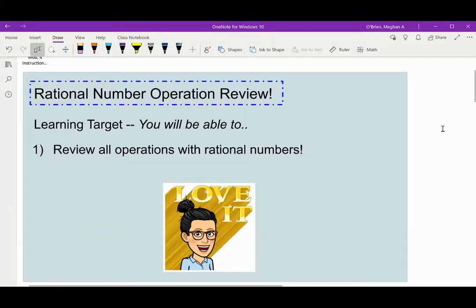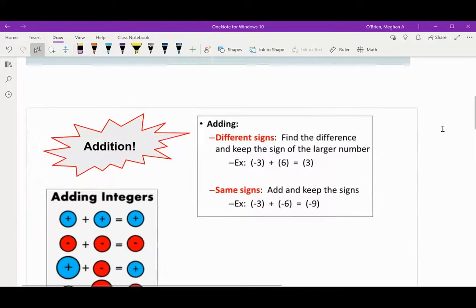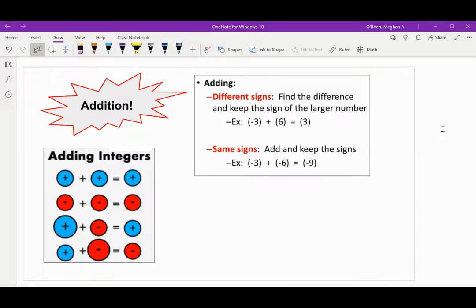All right, rational number operation review. So taking everything we've learned about rational number operations, reviewing it, and then applying it as part of the week this week. Learning target: you will be able to review all operations with rational numbers. So that means add, subtract, multiply, and divide. So here we go, our addition rules.